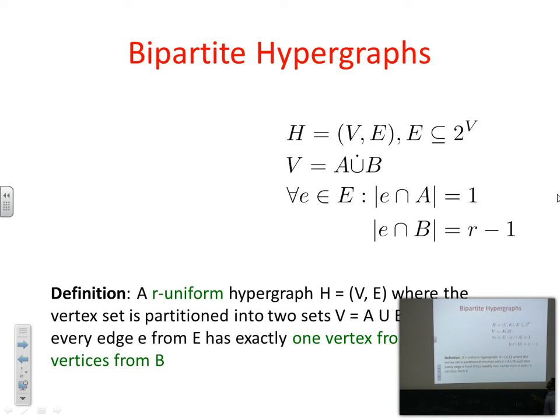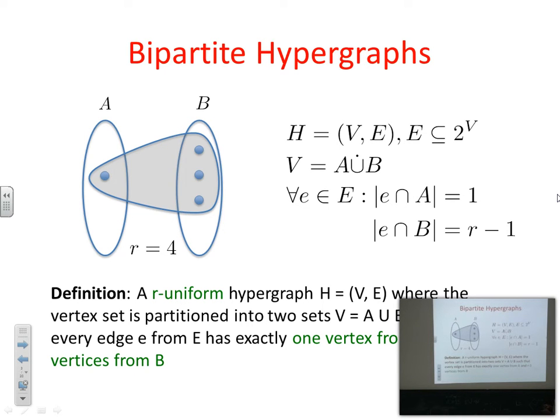So the object of today's talk is this notion of bipartite hypergraphs. Most of you know what a hypergraph already is, but let's just go over the definition. It's just a set system consisting of a ground set of elements V and a collection of subsets of this ground set, which we call edges. And now we are interested in bipartite hypergraphs, where the hypergraph has additional structure. In particular, the vertex set of the hypergraph is partitioned into two sets, where each edge in the hypergraph has exactly one vertex from one set and r minus 1 vertices from the other set.